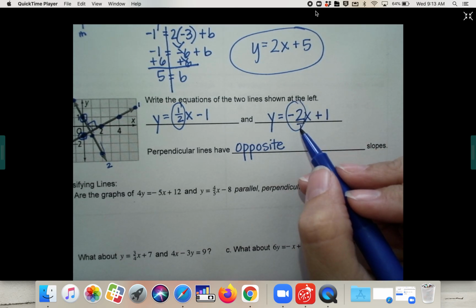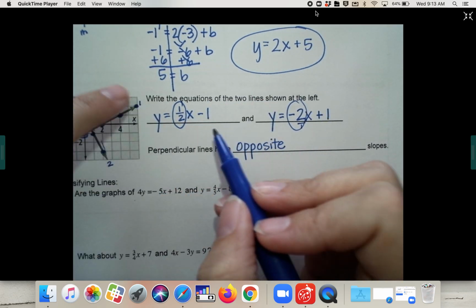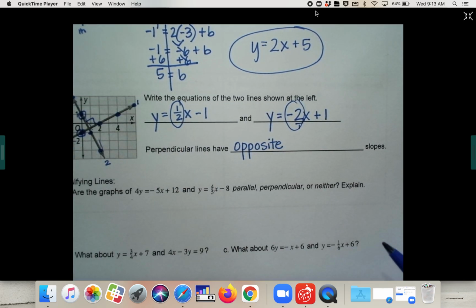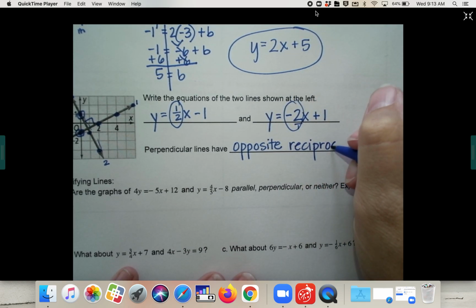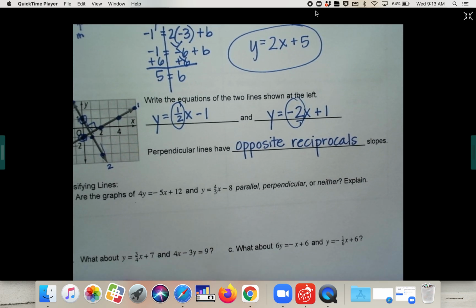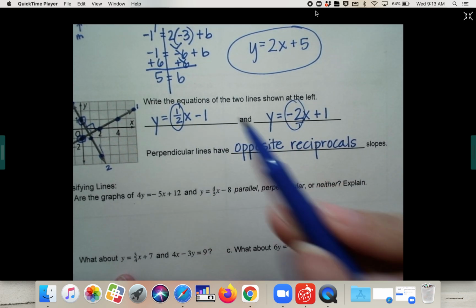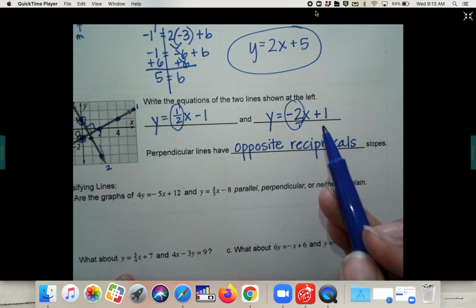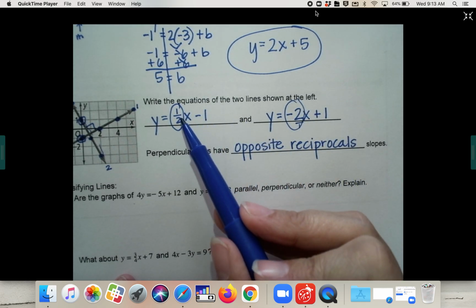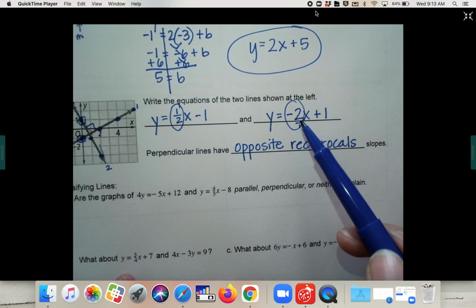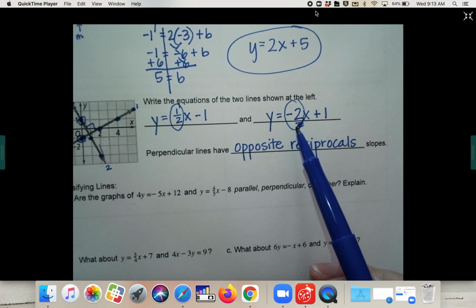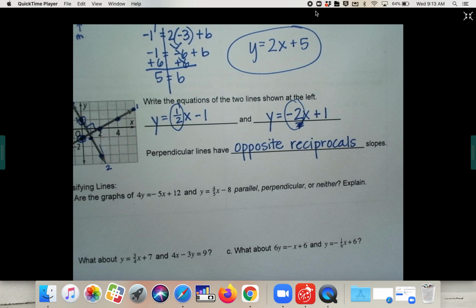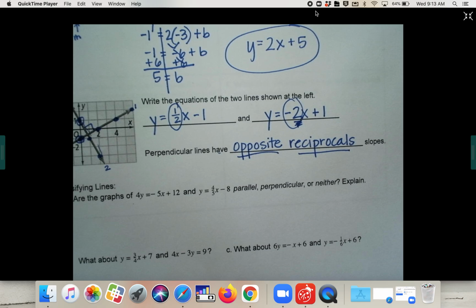We just simplified it, but it was 2 over 1. So what they've also done is they've flipped the fraction upside down. They've used its reciprocal. So in order to be perpendicular, they are not only opposites as far as positive, negative, but they are reciprocals, meaning if it was 2 over 1, it's 1 over 2. If it was 1 over 2, it's 2 over 1. And I just simplified it, but you should know that -2 is the same thing as -2 over 1, which is the reciprocal of 1 over 2.